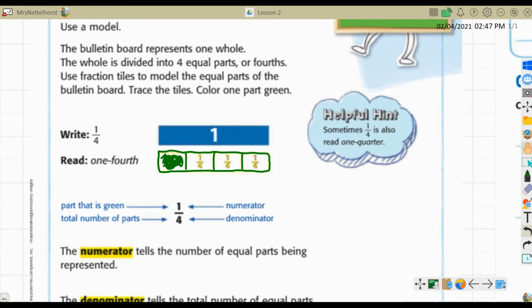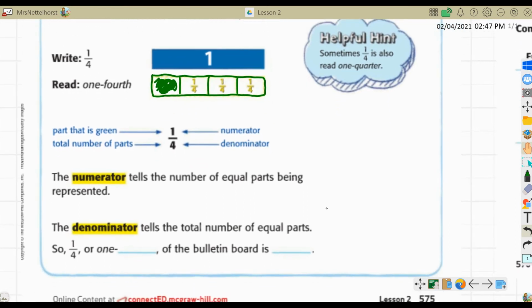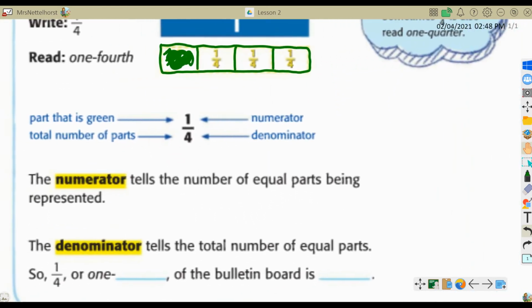If we take the clock and we divide it into 4 equal parts, one of those parts past the hour is called quarter past. The one part before the hour is called quarter till. And when we get to time, you'll hear more about that. So the part that is green is the numerator, that's 1. The total number of parts is 4, that's the denominator. The numerator tells the number of equal parts being represented. The denominator tells the total number of equal parts. So 1 out of 4 or 1 over 4 or 1/4 of the bulletin board is green.